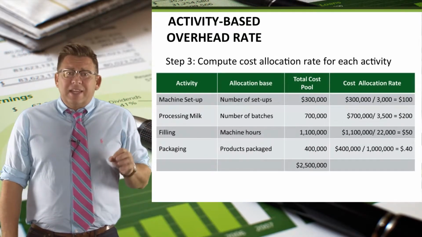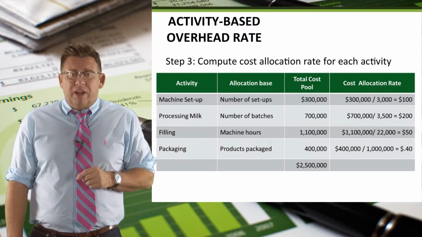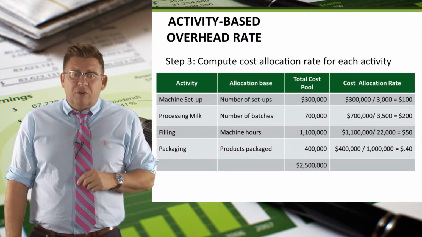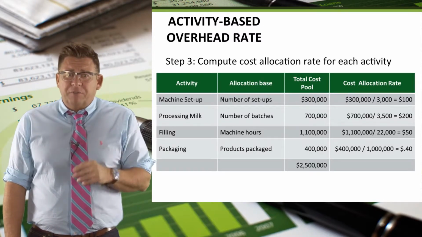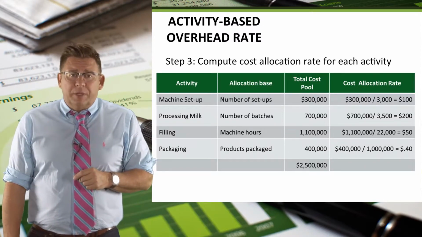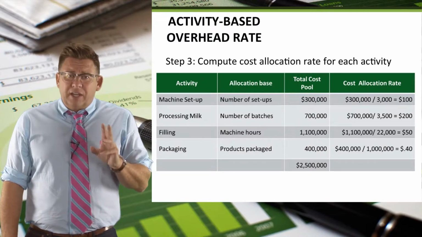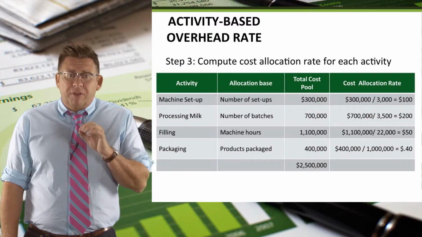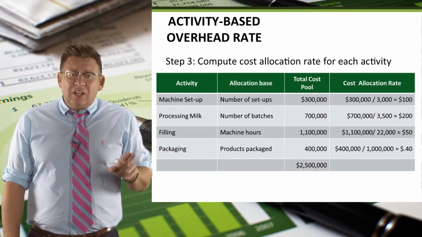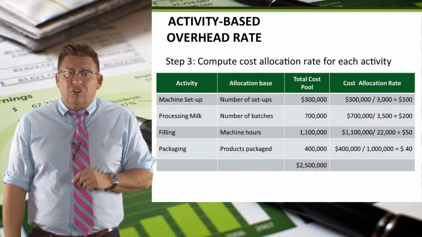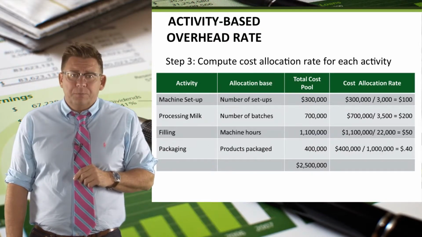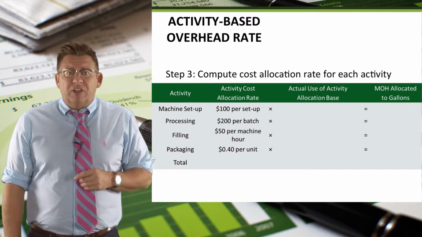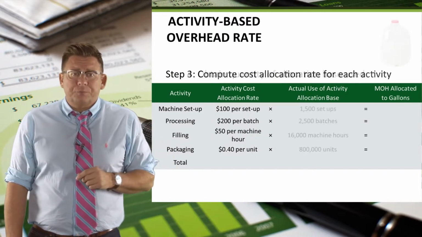The third step is to calculate the overhead allocation rate for each activity. If you want to think of this as a predetermined overhead rate for each activity, that's perfectly fine, because that's what we're doing. So the estimated overhead cost per activity divided by the estimated number of cost driver activities equals the overhead allocation rate per activity.